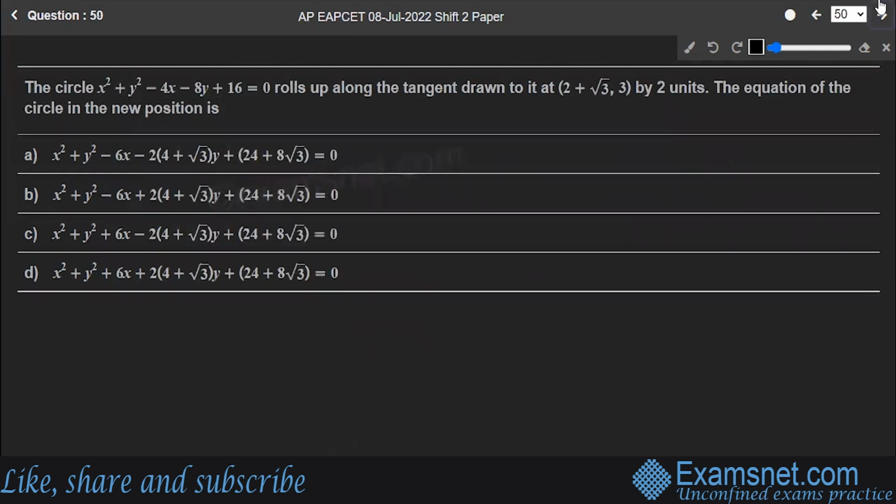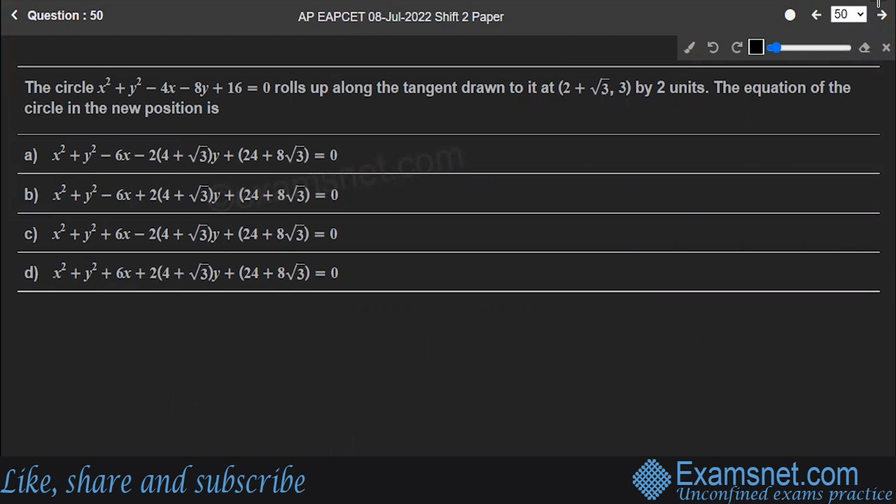Hope you're clear. Next, question number 50. So again, a circle problem. The circle rolls along the tangent drawn to it at this point by 2 units. The equation of the circle in the new position is one of these options.